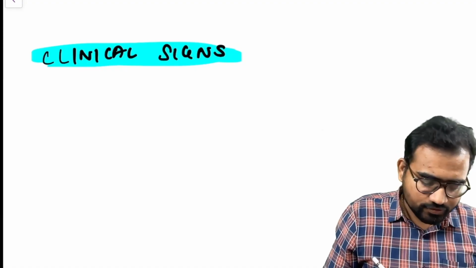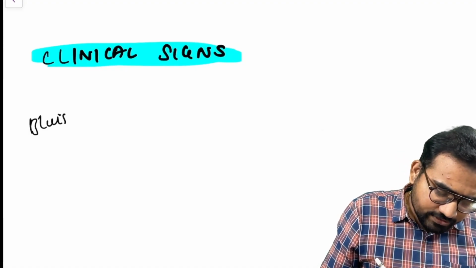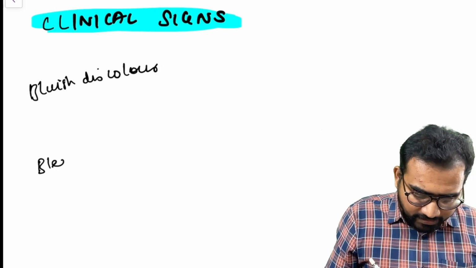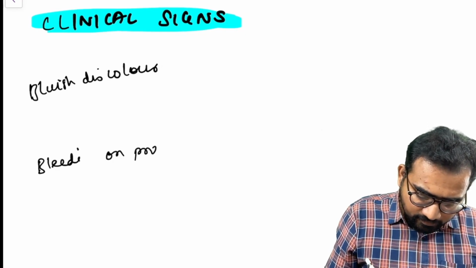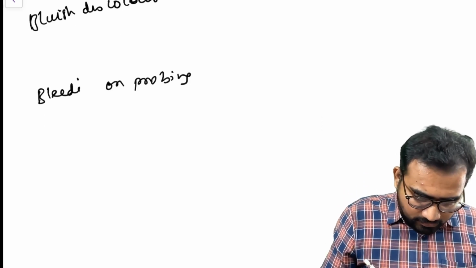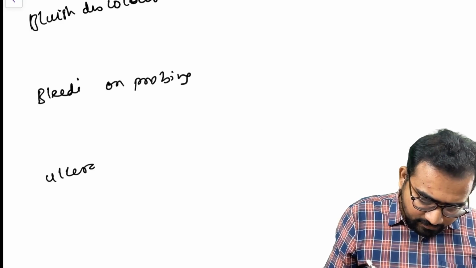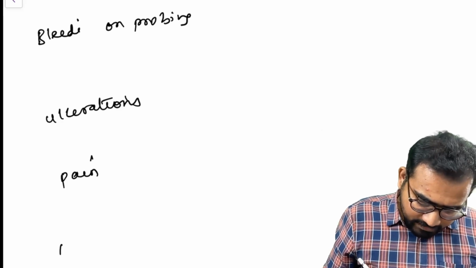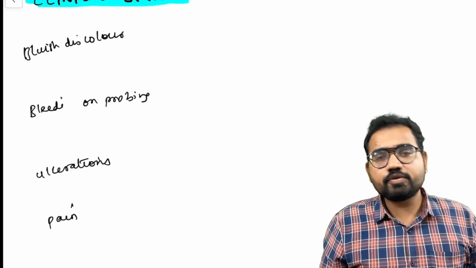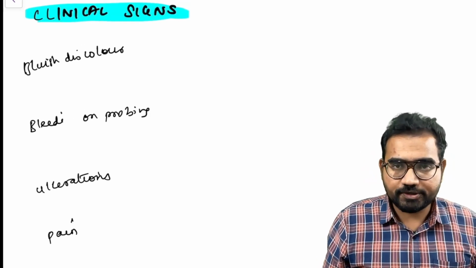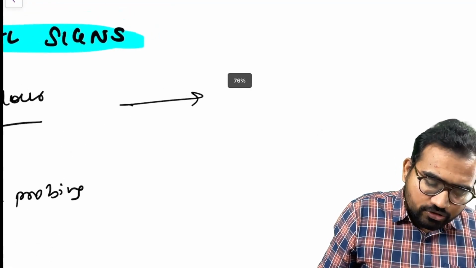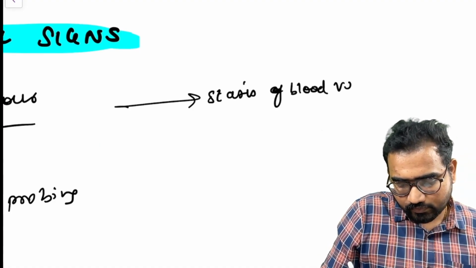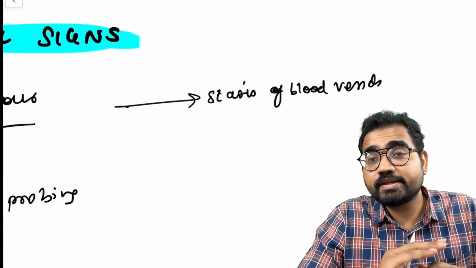Now clinical signs, if you see, there will be bluish discolorations, there will be bleeding on probing, ulcerations, pain, pus. So these are all the few clinical signs which you see in pocket patients. So bluish discoloration is mainly because of the stasis of blood vessels, and bluish will be seen in chronic inflammation.